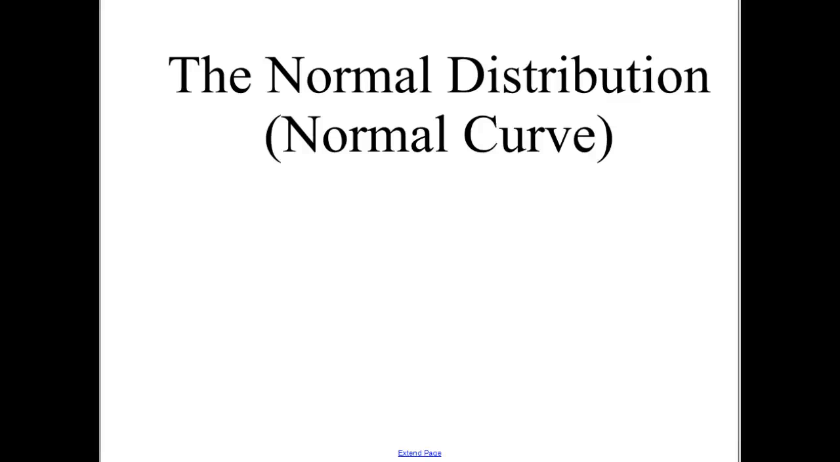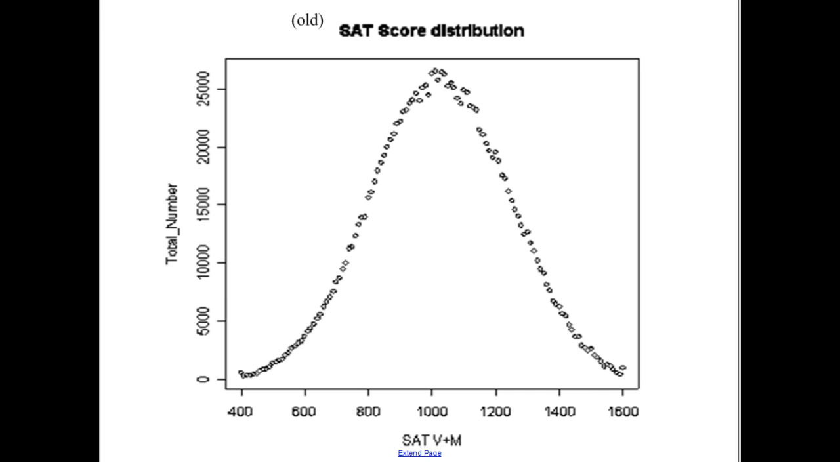In this recording, we're going to look at something called the normal distribution or normal curve. It's also known as the bell curve. Let's start by looking at something you're familiar with, the SAT score. This is an old SAT that only had verbal and math, two sections, so the best score you could get was a 1600.